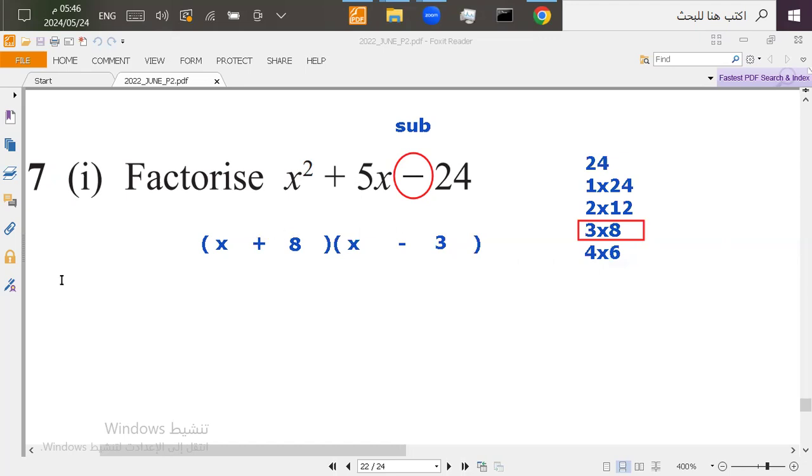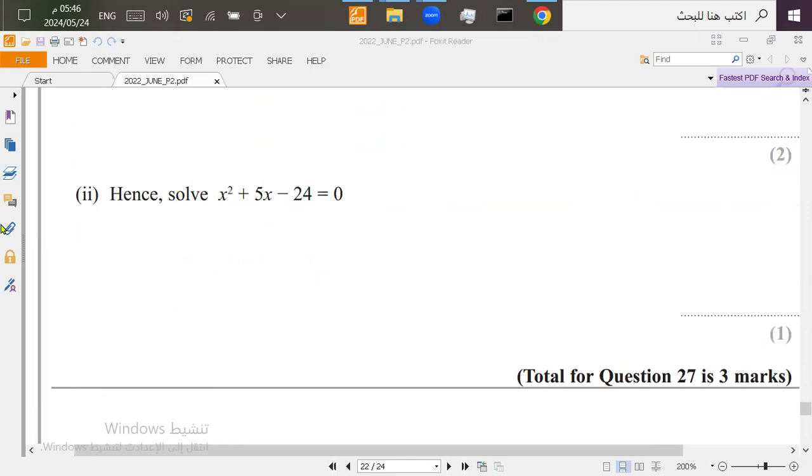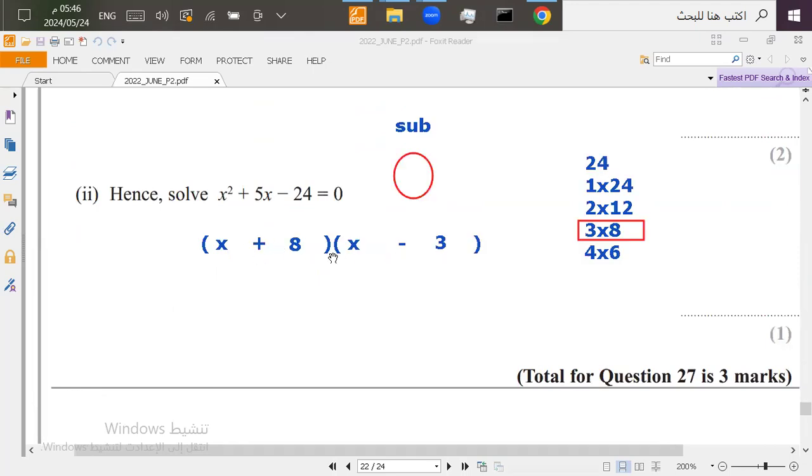Now let's move on to the next question. Okay, this is factorizing. Now solve using the factorizing that we did. Because we found by factorizing this and this, it means we're going to make them equal to 0. So x plus 8 equals 0. We take 8 to the other side, so x equals negative 8. And then the next one, x minus 3 equals 0. Now we take the 3 to the other side, so x equals positive 3. And this is the solving part of this equation. Focus on this. You need to factorize and then solve. Now let's move on to the next question.